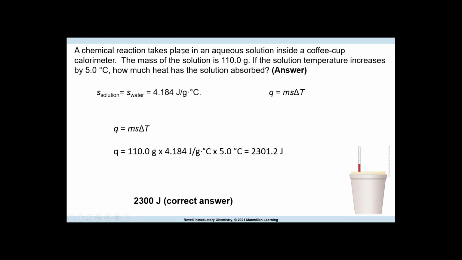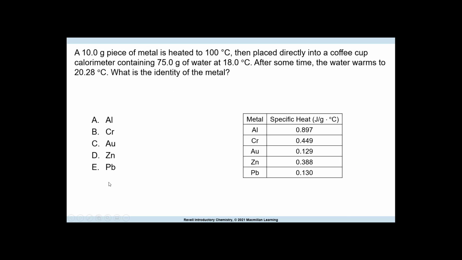Pretty much all we do is plug everything in. We take the mass, 110 grams, we use the specific heat of water, and then we take the change in temperature, which they've actually given us as a change rather than the initial and final temperature. This is from my calculator, but based on the fact that we have two sig figs, the answer is 2,300 joules.